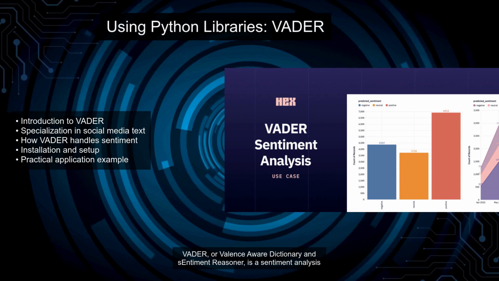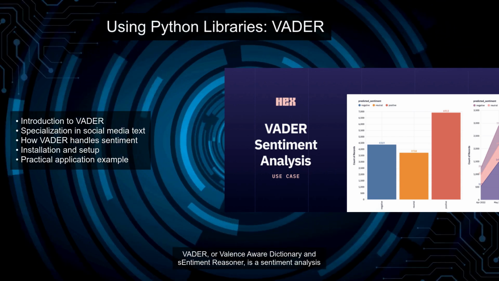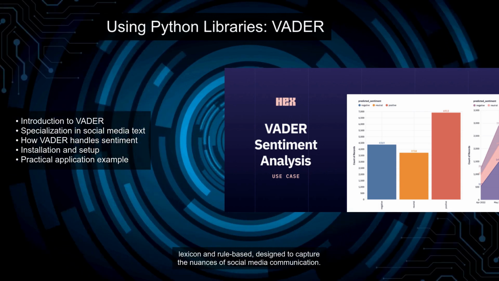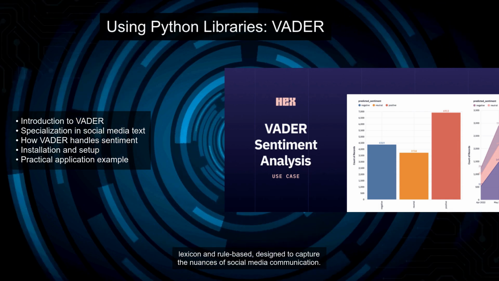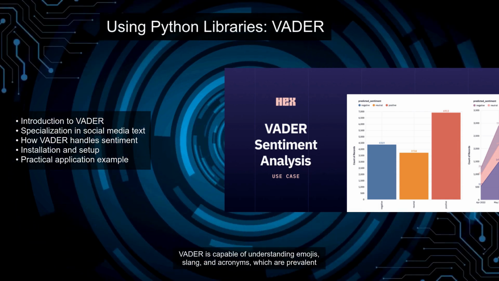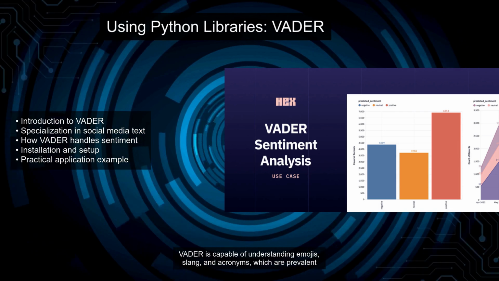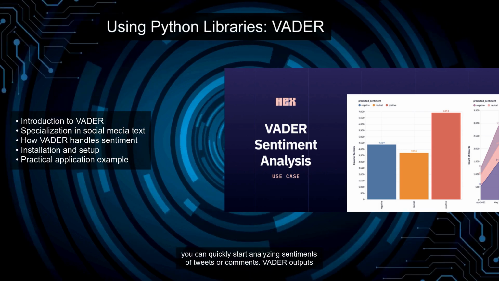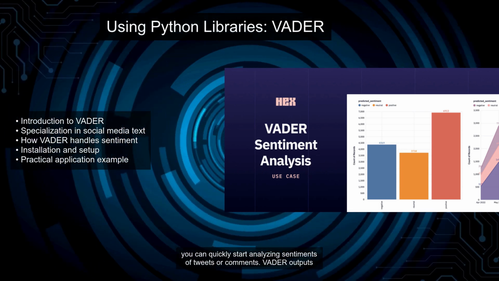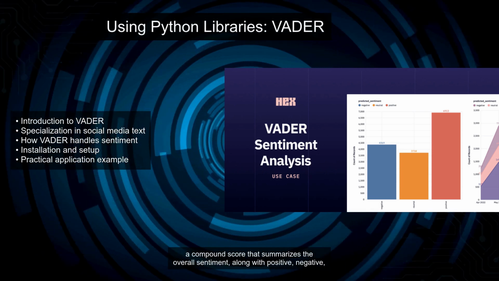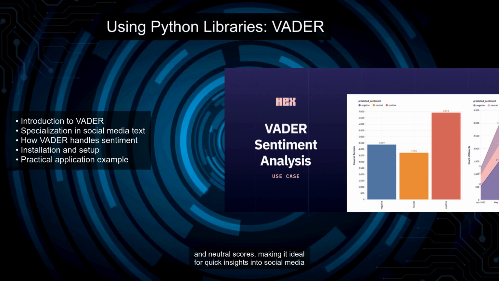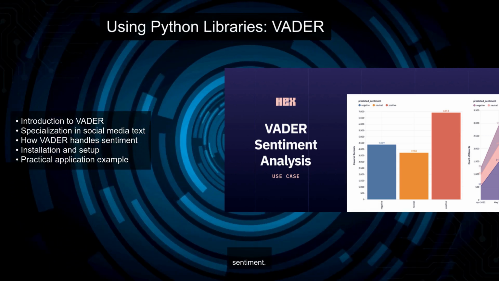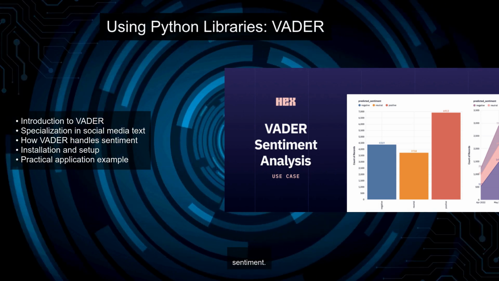An example use case is analyzing customer reviews to understand overall sentiment towards a product or service. VADER, or Valence-Aware Dictionary and Sentiment Reasoner, is a sentiment analysis tool specifically tuned for analyzing sentiments in social media text. It is lexicon and rule-based, designed to capture the nuances of social media communication. VADER is capable of understanding emojis, slang, and acronyms, which are prevalent in social media platforms. It's easy to use. After installing the library, you can quickly start analyzing sentiments of tweets or comments. VADER outputs a compound score that summarizes the overall sentiment, along with positive, negative, and neutral scores, making it ideal for quick insights into social media sentiment.